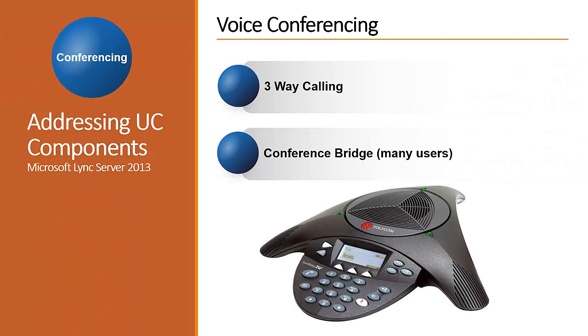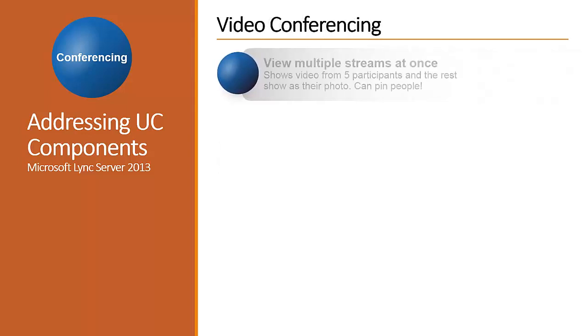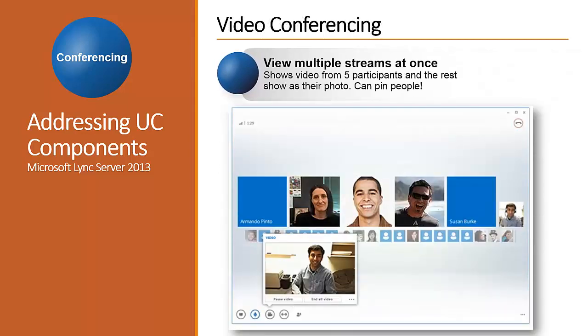First, you have the ability to do voice conferencing. So this includes your standard 3-way call or a conference bridge where you have many users connected. The other component of conferencing is video conferencing. So here we have up to 5 simultaneous streams.